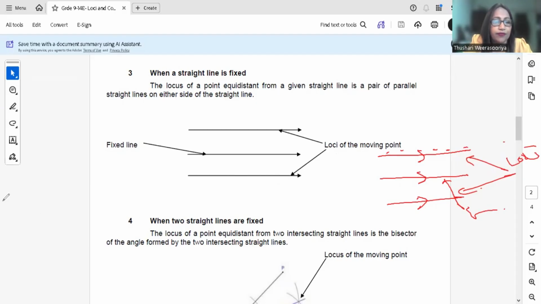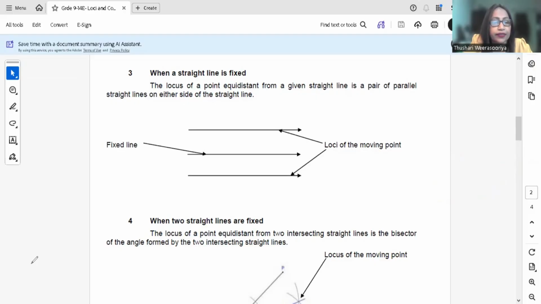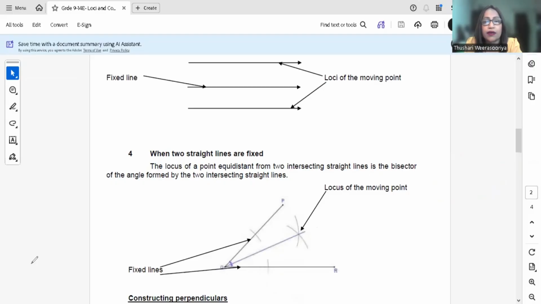We'll move on to the fourth theory of loci, the last theory of loci, which is when two straight lines are fixed.